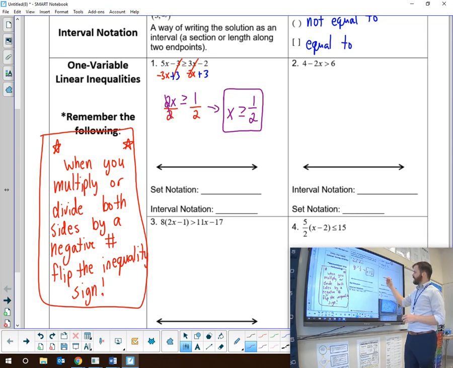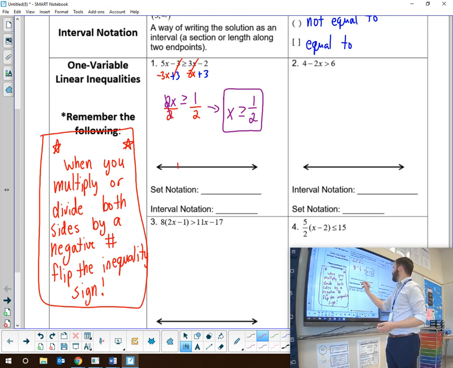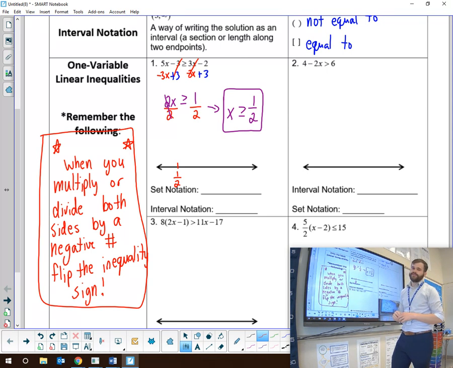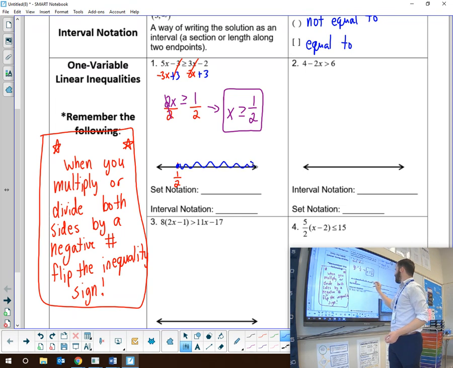Now let's write that as a graph, in set notation, and in interval notation. As a graph, it doesn't matter where you put this point, but you're going to put a point and name it whatever your answer is. So my answer is 1/2. Then we have to think, am I going to put a closed circle on that point or an open circle? I'm going to put a closed circle on this one because it is equal to. And then is my graph going to go to the right or to the left? It's going to go to the right because it is greater than, it is bigger than.